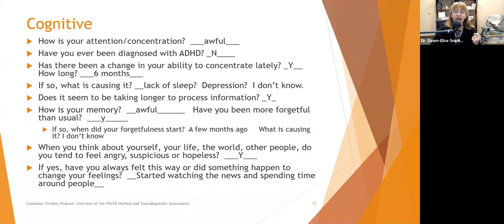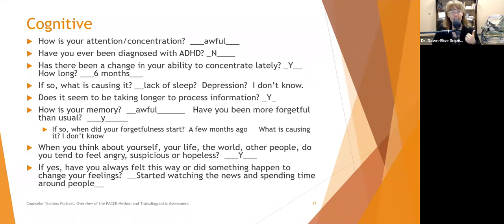How is your attention and concentration? He says it's awful right now. And remember that when blood glucose rises sometimes, and when glutamate rises, especially under stress, it makes it more difficult for us to concentrate. When blood glucose is low, that can also make it more difficult for us to concentrate. So his diabetes might be contributing to that. Stress might be. Depression, we know problems with concentration is a symptom of depression.